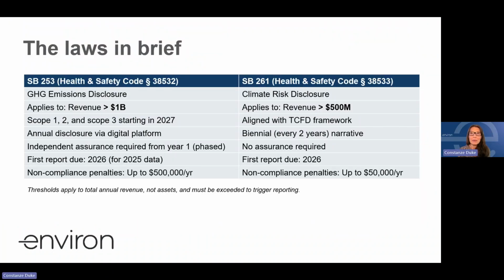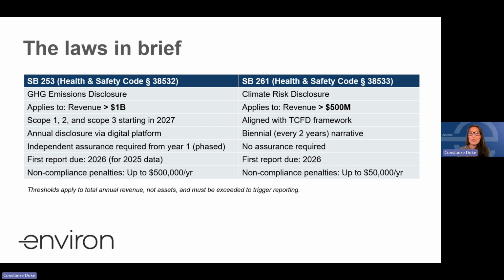So here we have a side-by-side view of the two laws, SB 253, which has been codified in Section 38532 of California's Health and Safety Code, and then SB 261 to be found in Section 38533. Just for familiarity, I'll continue to refer to them as SB 253 and 261 today, but just wanted to let you know where their new formal home is.